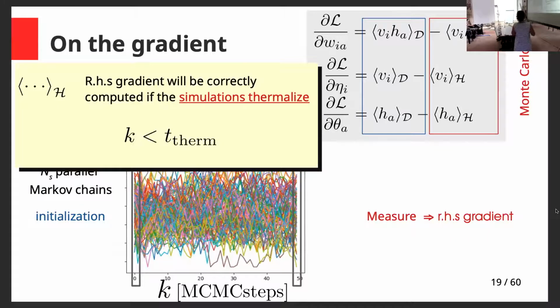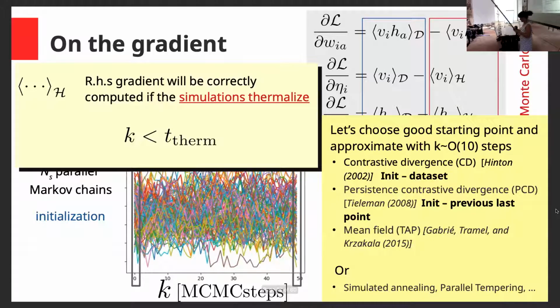One of the problems is that, in general, we have to repeat this process many times during the learning, because each time you update the parameters, you have to compute the average over the model, and you want to update the parameters many times. So this is very costly.